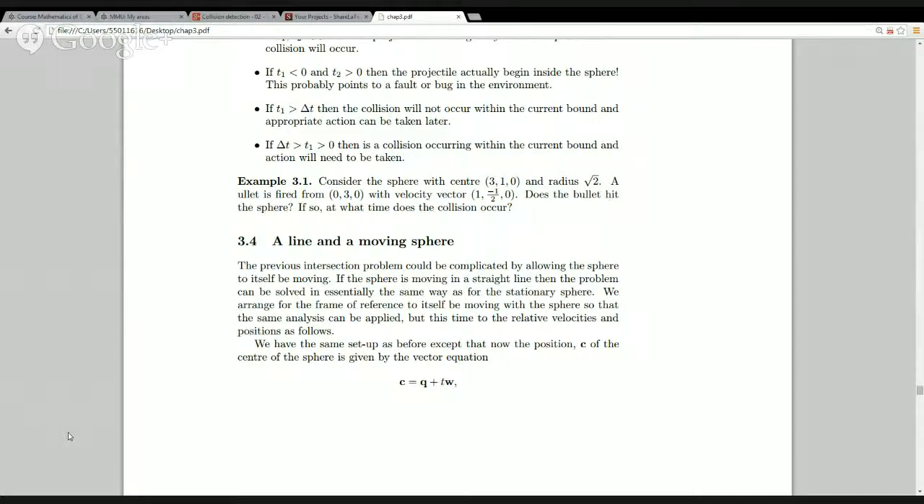There's the example. So let's look at how we just do look at the solution in MATLAB.